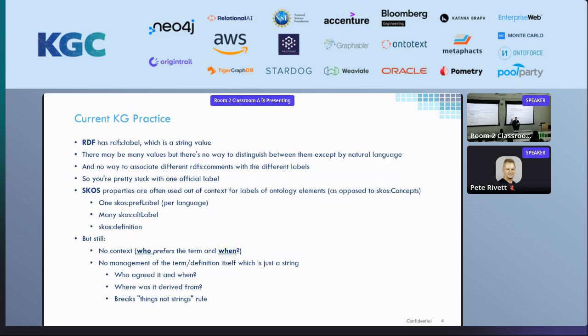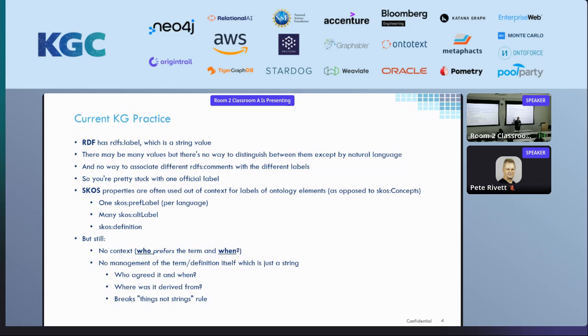It does allow you to have many values for RDFS label. So something can have many names, but there's no way to distinguish which name to use in which context or for which purpose. The exception being you can tag these labels with a natural language. So you can say this is an English name and this is a French name, or even this is a British English name for a thing. So that level of flexibility is there, but not much else besides in terms of the context.